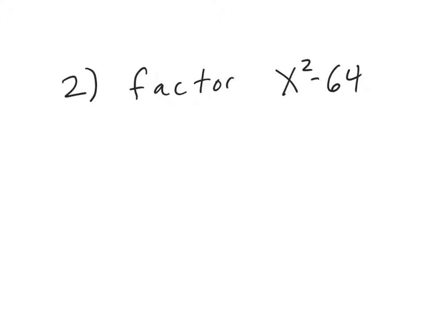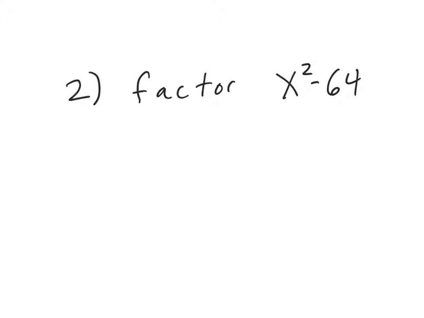On number 2, we have to factor x squared minus 64. This is what's called the difference of squares. We do x times x, we get x squared, and we have 8 times 8, which is 64. So we can take that, and it's pretty easy to factor. It's just going to end up being x minus 8 times x plus 8.